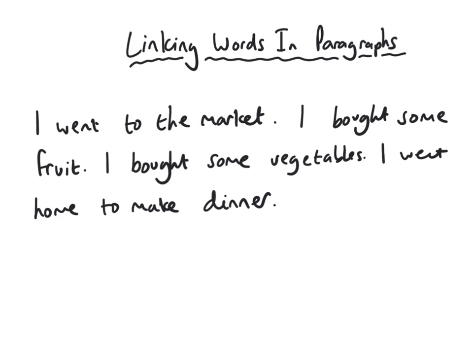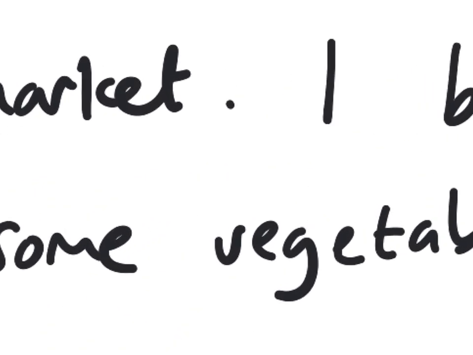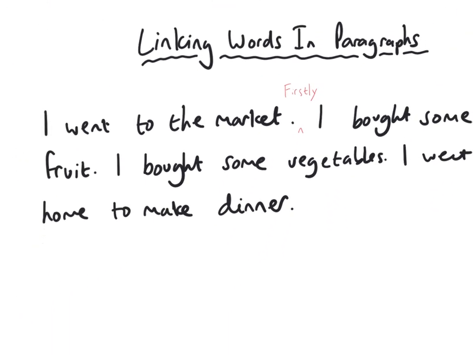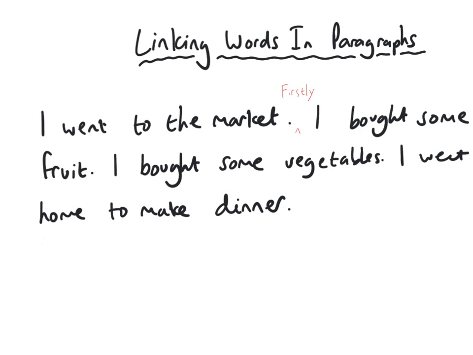If I go, first of all, to my first sentence, I'm going to add in a linking word for the first thing I did, so I'm going to write firstly. Now there's plenty of words you could choose. This is just the one that I'm choosing. So now it says, I went to the market. Firstly, I bought some fruit.